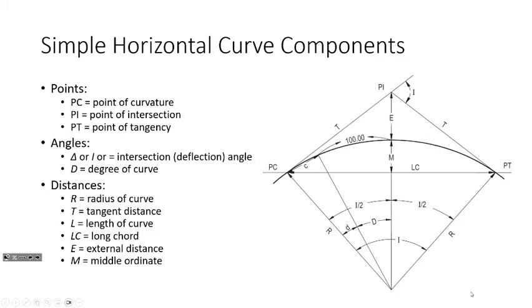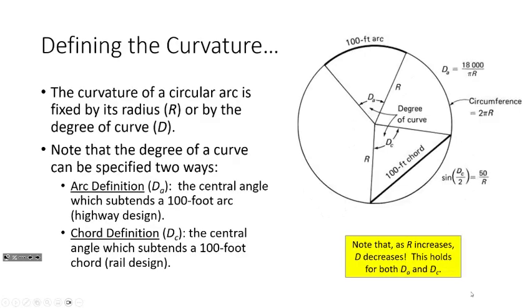This term here, degree of curvature, is related to this term, 100 feet, and I want to specify that in a little bit more detail. The degree of curvature is basically like the angle change per 100 feet, okay? But that 100 feet could be defined two different ways. It could be defined from an arc perspective, the length of this arc, or it could be defined per the length of this chord. And so you would get slightly different angles depending upon what definition you chose to use, okay?